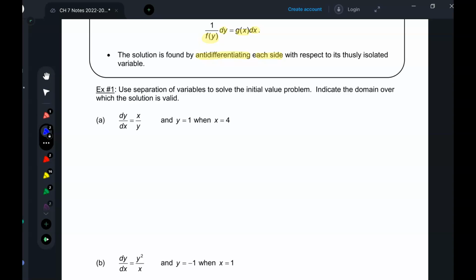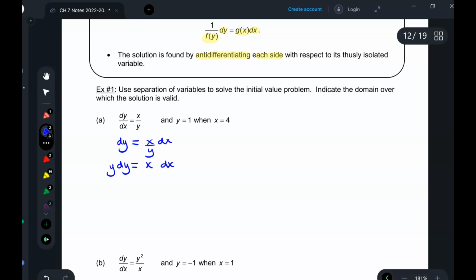Okay, so we are going to solve this initial value problem and indicate the domain over which the solution is valid. So first thing we're going to do is we are going to move the dx to the other side. And now we want to move the y to the other side, so we'll just multiply by y. Okay, the only way we can get rid of a differential, meaning the dx and the dy, is to anti-differentiate. Okay, so we're going to integrate both sides.